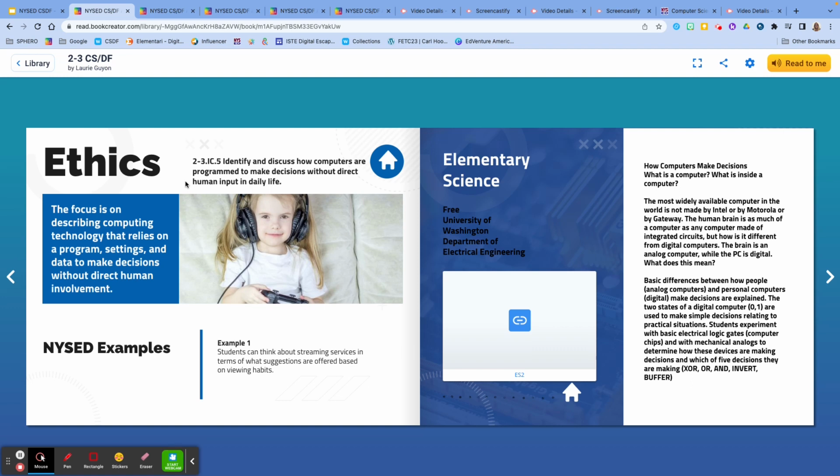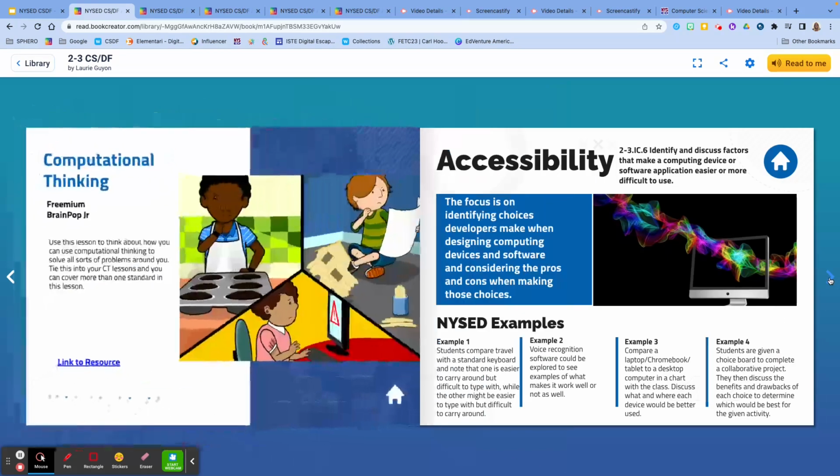Then the next one for ethics is identify and discuss how computers are programmed to make decisions without direct human input in daily life. This is a new one that the students from K-1 do not have to cover. So this is a new standard that will be introduced at the second and third grade level. And you can see we could talk about how we use our different technologies in daily life. Again, there's some resources for you to help you out.